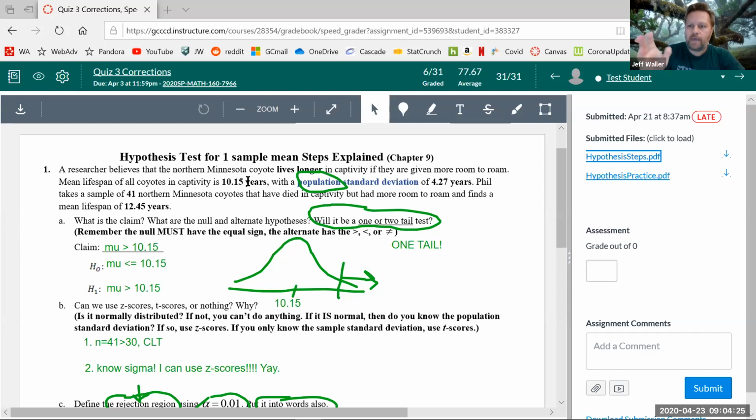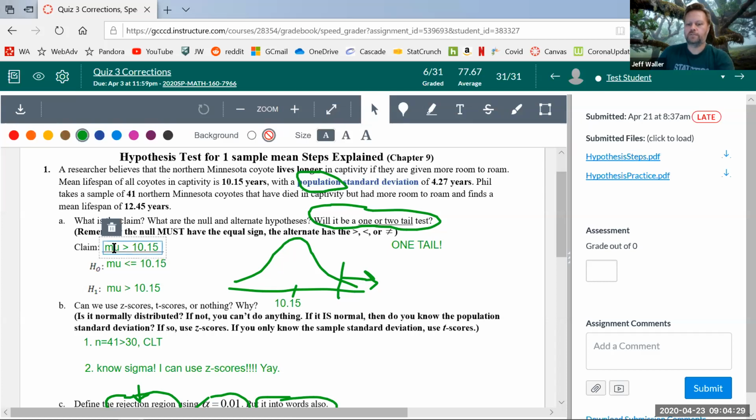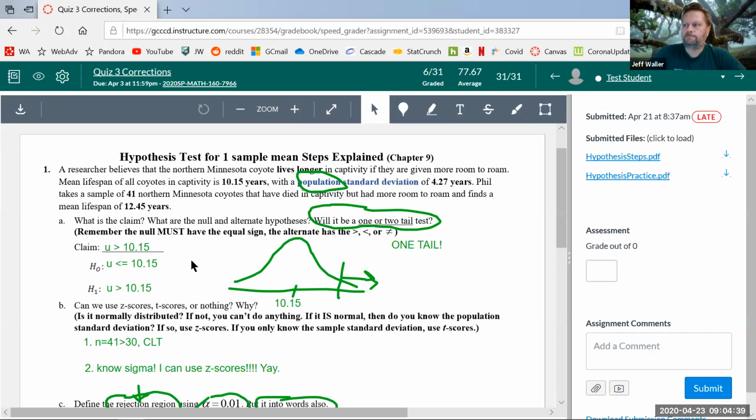So in math-ish, let me go ahead and change this. I don't have to put mu. I just put a U. We can all pretend that's a U with an extra leg, so it's a real mu. The claim is the average is more than 10.15, longer.